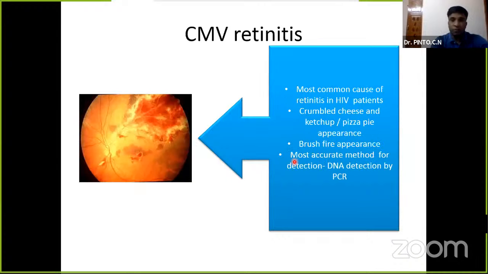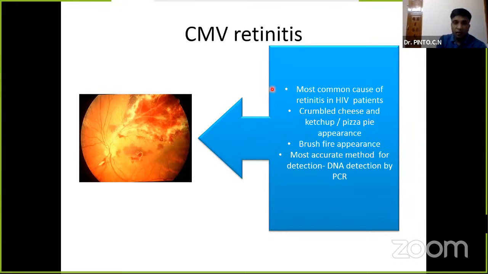Okay. The next topic is CMV retinitis. Why is it important? Because this is the most common cause of retinitis in HIV patients. Okay, you should not forget. Many times this question has been asked. Which is the most common opportunistic retinal infection in HIV patients? That is CMV retinitis. And what is the most common clinical finding in the retina in a case of HIV? That is cotton wool spots. Okay, that I also covered in the last class.